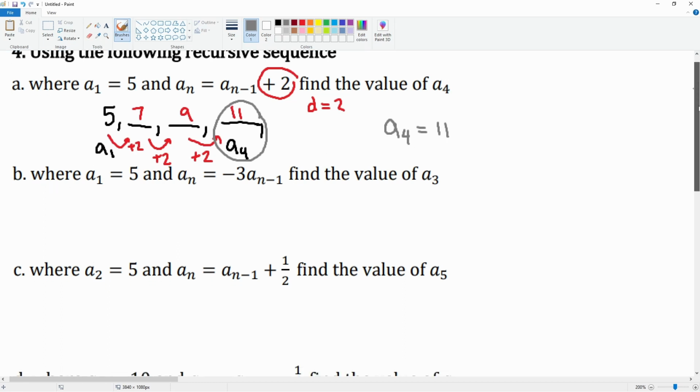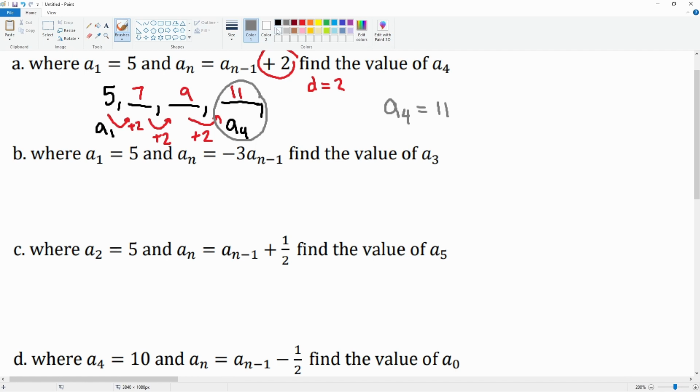Next, let's do B. Here we're asked to find the A3 term, and we're given the A1 term. A1 was 5, dash, second term here, here's our third term, A3. To get to my next term, let's take a look at the rule. Here it looks like it is being multiplied by a -3, which is the common ratio. So here we're applying that common ratio.